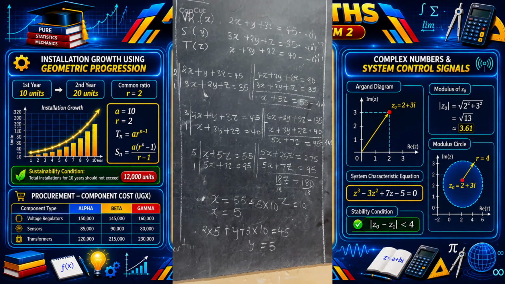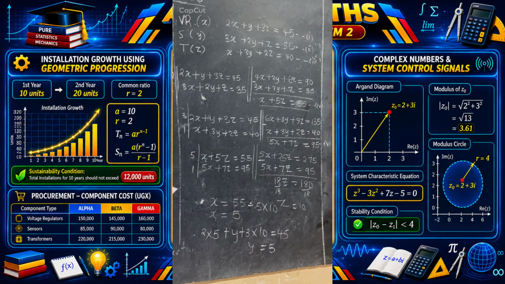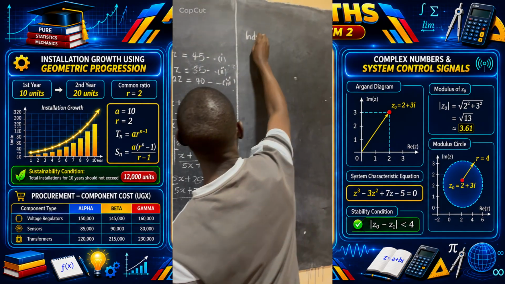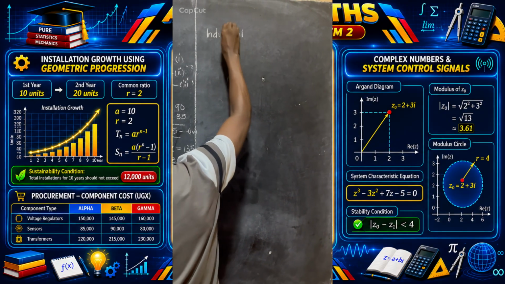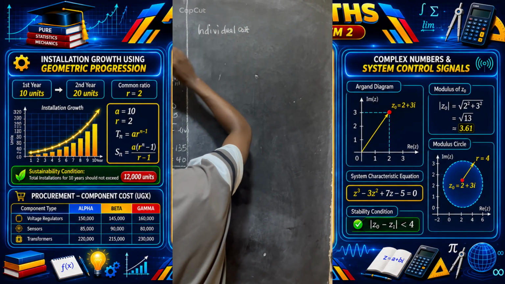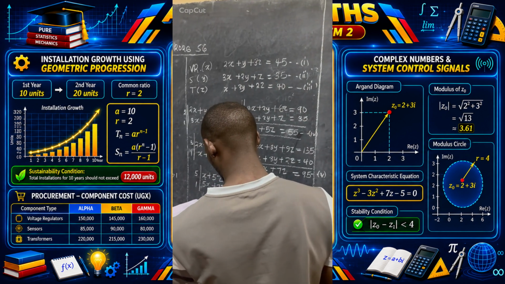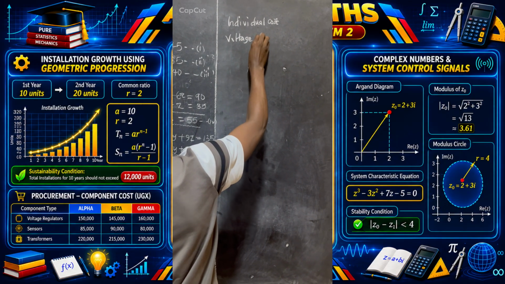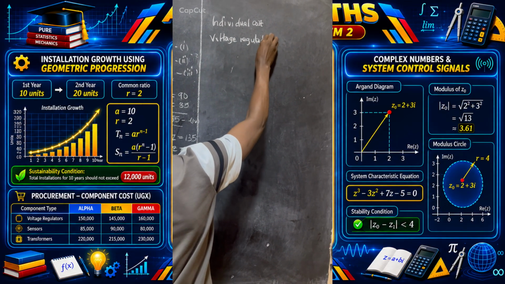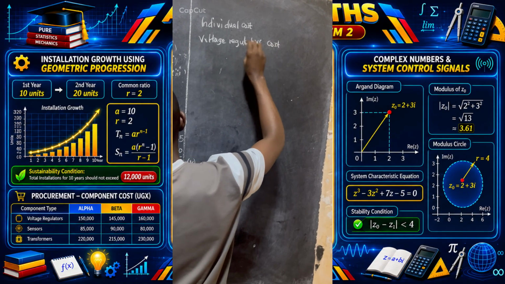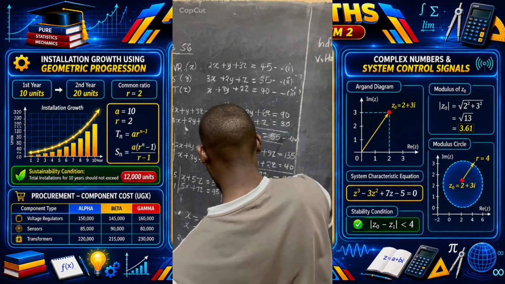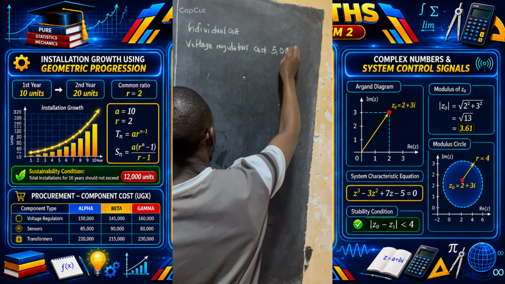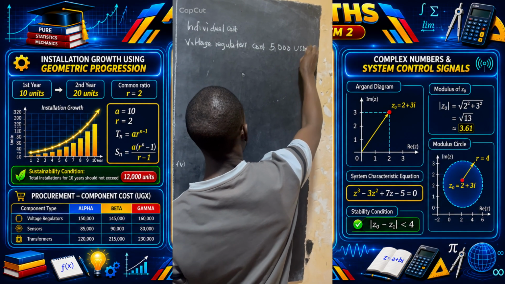They said that they want to define the individual cost. So let me first define the individual cost of each. The VR was the voltage regulators. Therefore, the voltage regulators, this one's cost, we defined it as X and it is costing 5, it was in thousands, so 5,000 US dollars.